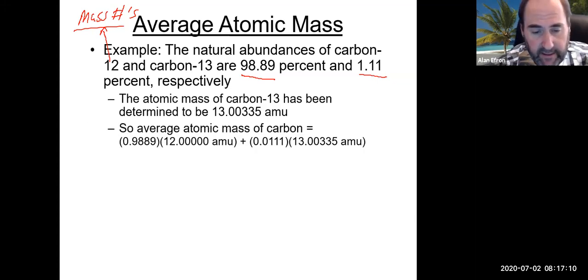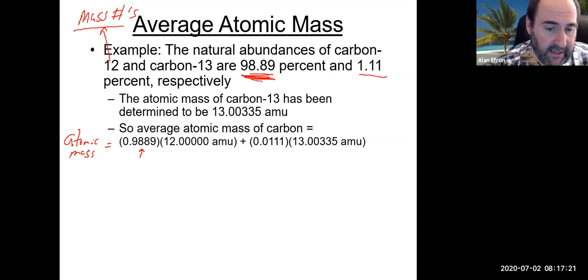So what we would do is what we were just talking about. So that's that formula I just wrote on the last slide. So this is the atomic mass. And again, this is the percentage of the first isotope, which was this 98.89% converted into a decimal. This is again the mass of a carbon 12 isotope, which is 12 on the nose.